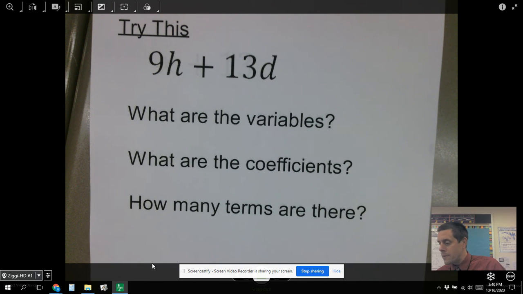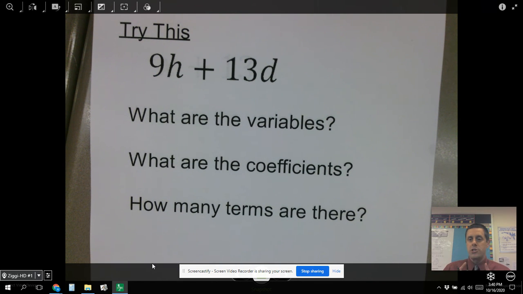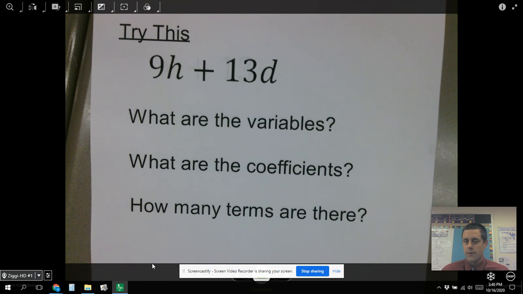All right, here's an algebraic expression, 9h plus 13d. I want you to answer these questions on your own. Pause the video and tell me, what are the variables of this expression? Identify the coefficients of the expression, and then tell me how many terms are in this expression. Once you finish, hit play again, and we'll see how you did.